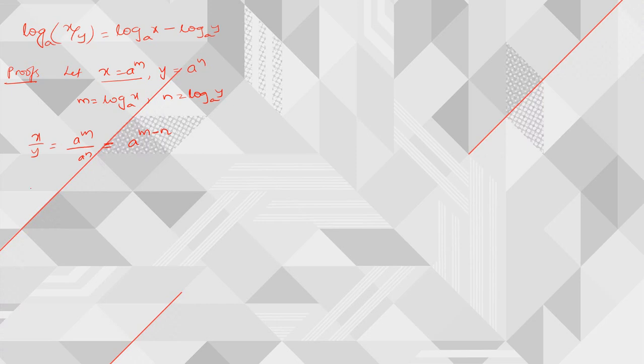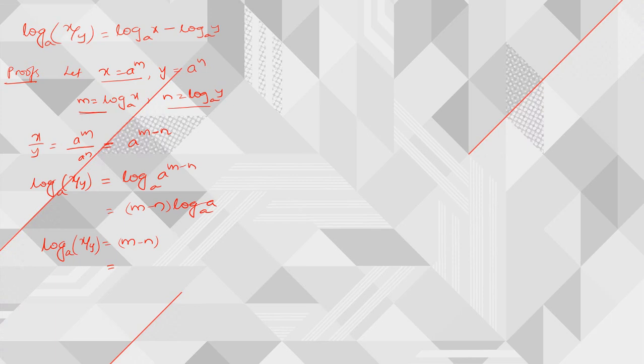Now by applying logarithm on both sides, log of x by y to the base a is equal to log of a power m minus n to the base a. So this m minus n I can bring to the front: m minus n into log a to the base a. So this I can write as m minus n into 1, since log a to the base a is nothing but 1. So from this, log of x by y to the base a is equal to m minus n.